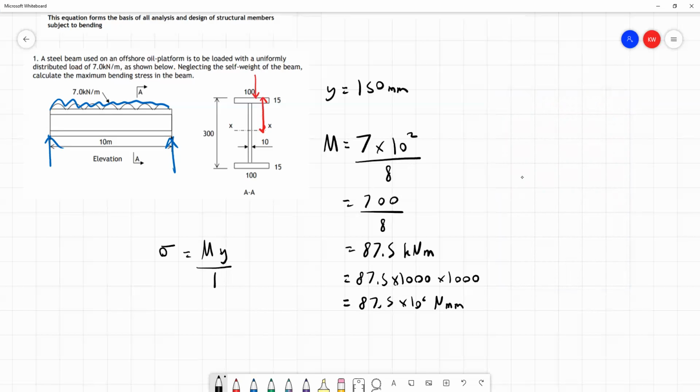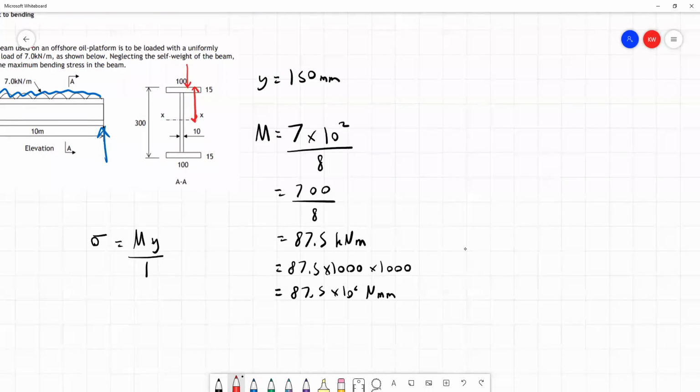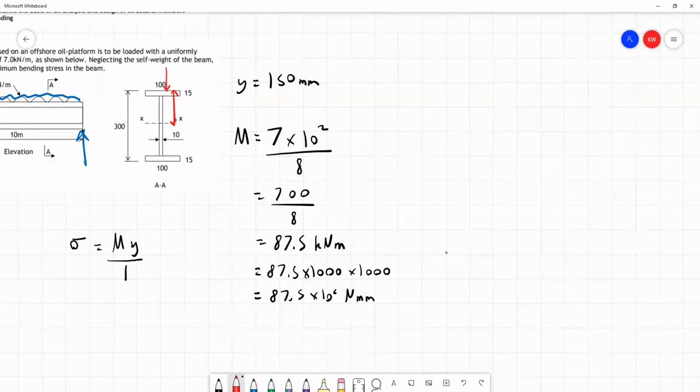And in a type of question like this, when you're given a UDL value like this, always be looking out for a standard case, because although we could ask you to go back and break it down and work out the maximum bending moment, we've covered this in Learning Outcome 1 already. We don't need to go back if there's going to be a straightforward way to obtain this. So we now have y and M. All that remains is for us to find I, and we only have to calculate the second moment of area about the x axis here.